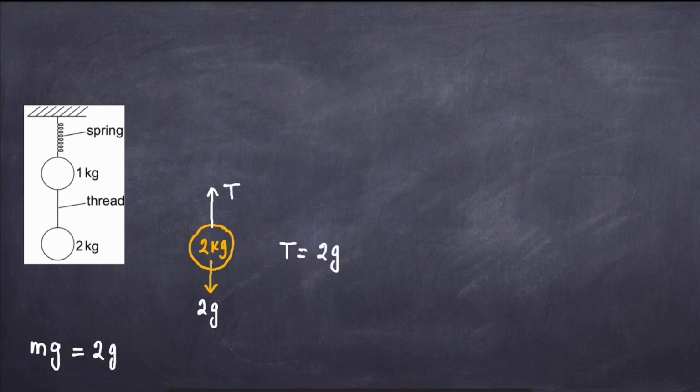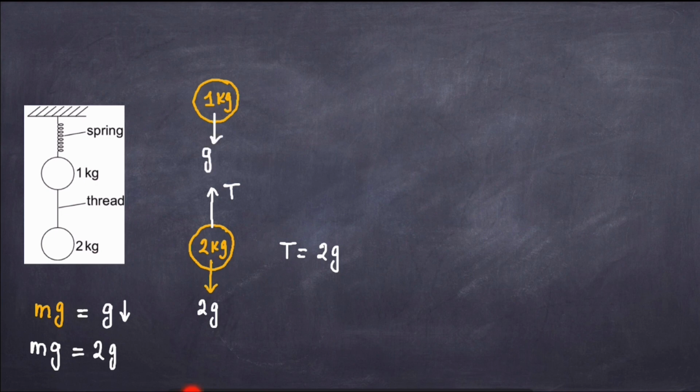Okay, so now let us draw the free body diagram of the 1 kg block. This is the 1 kg block. It will have a force of mg downward. What is the mass of the block? 1 kg, right? So m will be 1. So the block of mass 1 kg will have a force of g downward.